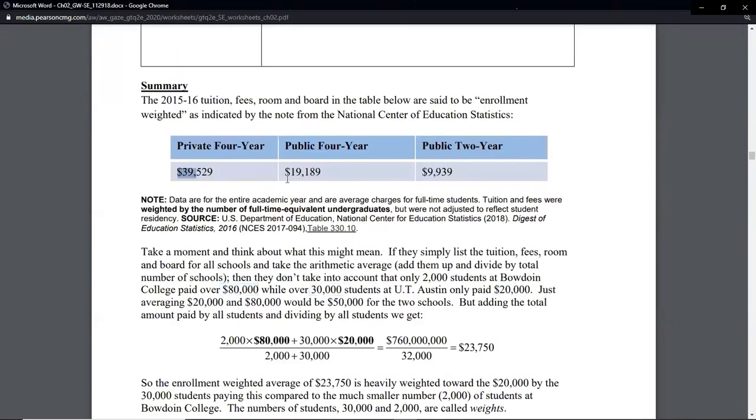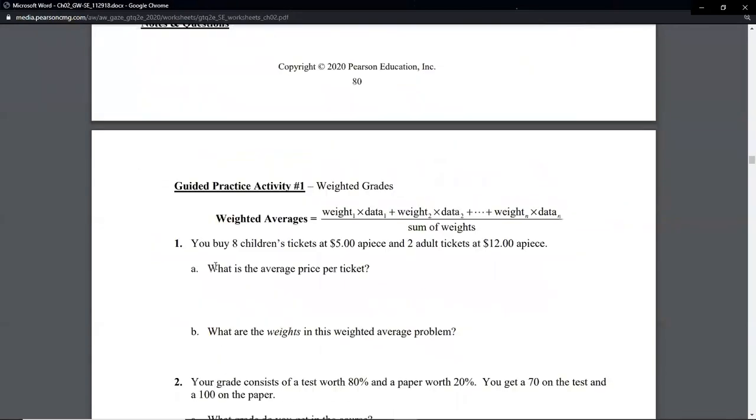So that's where these numbers came from, is what they were saying above. They were enrollment weighted. So this actual public four-year school number of 19,000 takes into account all these different schools with all these different enrollments, does a giant weighted average, and they came up with this number, which has to mean there's a lot of schools out there that are cheaper and with a solid amount of students as well. But I mean, who's paying $80,000 for a public school? That just seems weird. But I mean, it was just the point of the problem.